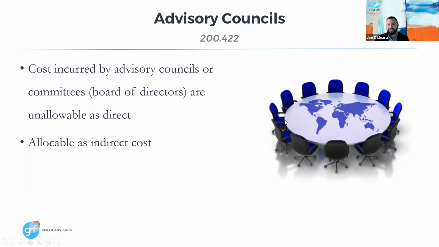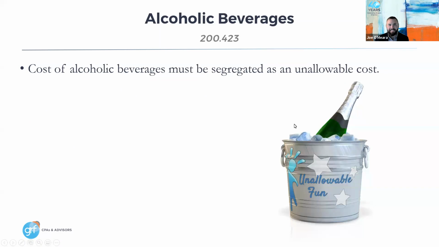The next one is the easiest one. It's probably the one that doesn't have to be said, but it's the shortest cost principle in writing: alcoholic beverages are never allowable in any circumstance, except for one very specific situation under the Federal Acquisition Regulations. But under 2 CFR 200, any alcoholic beverages are unallowable costs.